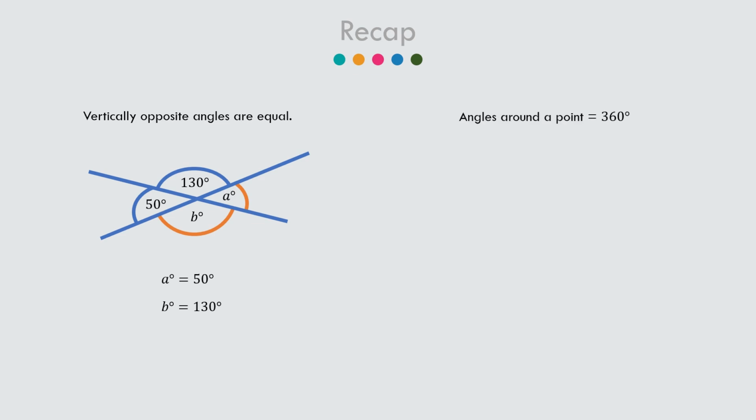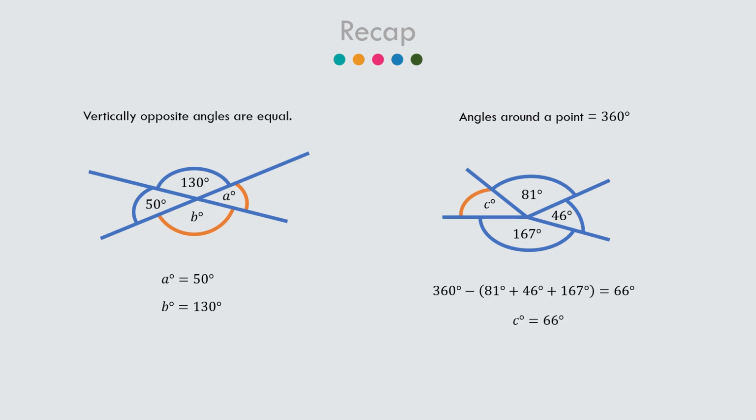Angles around a point add up to 360 degrees, just like a circle. To find the missing angle in our example, all we have to do is subtract the angles that we do know from 360 degrees. So the answer is going to be 360 degrees minus 81 add 46 add 167 degrees. This gives us the answer 66 degrees.